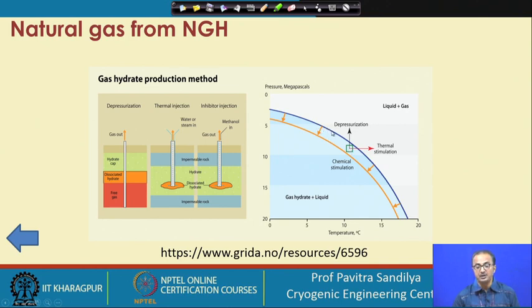On the other hand, when I am using some chemical inhibitor, what is happening? This particular equilibrium curve itself is shifted below the original one. That means this inhibitor is altering the equilibrium behavior of the hydrate, so that this curve is shifted below and this region goes above the curve, and then the hydrate starts dissociating. Now the practice is that we may also combine these methods to get the natural gas, and these various methods are still being researched.